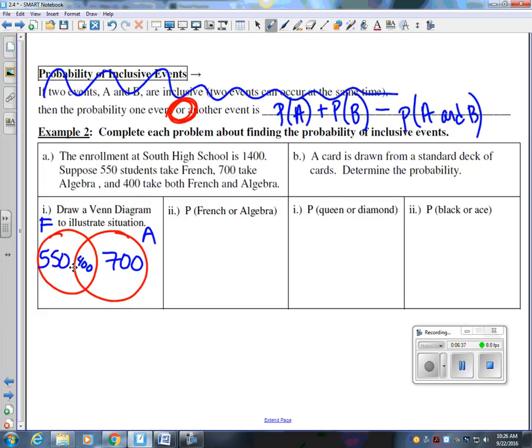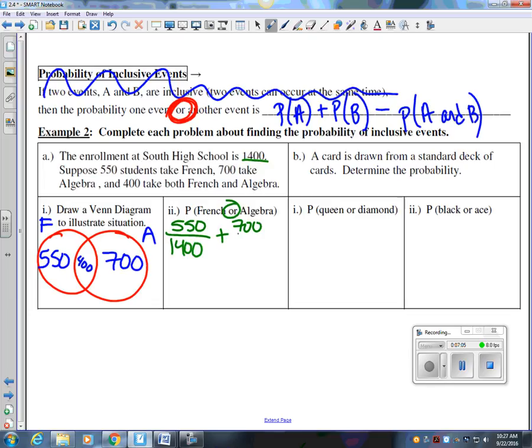All right, so, Jonah, what is the probability of getting somebody who takes French? How many people just take French? 550. Out of how many? 1,400. Anthony, what does or mean to do? Add. Austin, how many people take algebra?